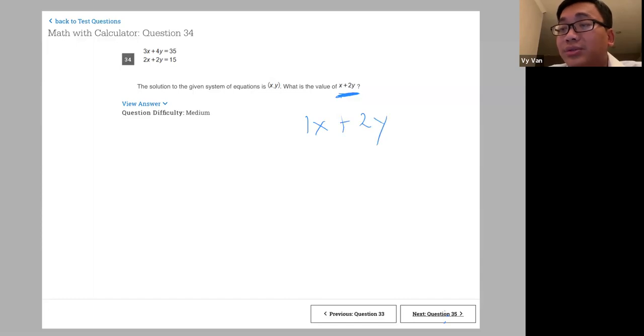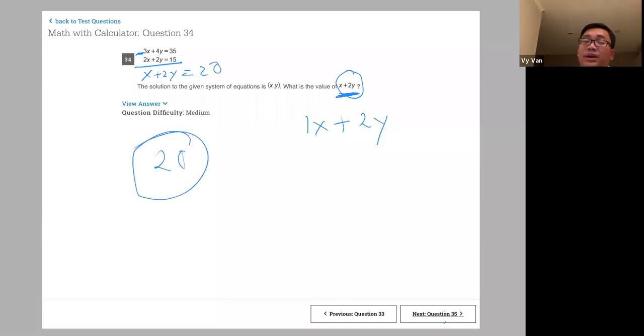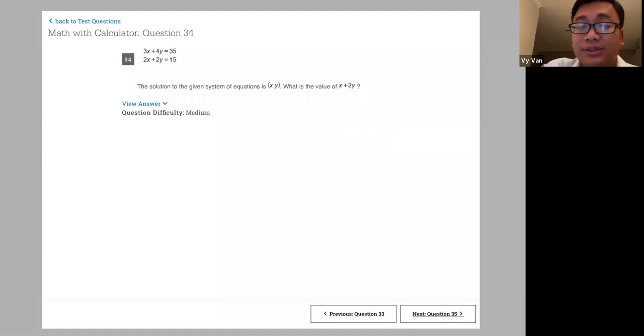Let's see what we can do to get to this point. So this is 3 and 2, this is 4 and 2. If you notice, if you subtract them, you get the answer immediately. So remember, when they ask this kind of question, they actually ask you to look for a pattern. What can you do? So this is x plus 2y equals 20. So the answer is 20. You don't have to solve for x and y. It is very fast to do this.